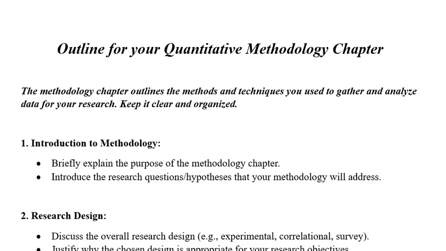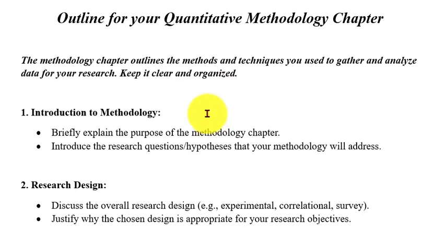Here's an example of an outline for the quantitative methodology chapter. It's real concise and clear. What you got to remember is at all times, keep it clear and organized. What you're going to write about here is the techniques, the what, the when, the where, of how you gathered your data and analyzed the data for your research. I'm not going to go into a lot of detail here because I'm trying to keep these videos short.